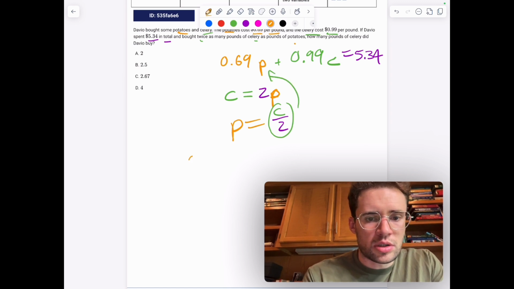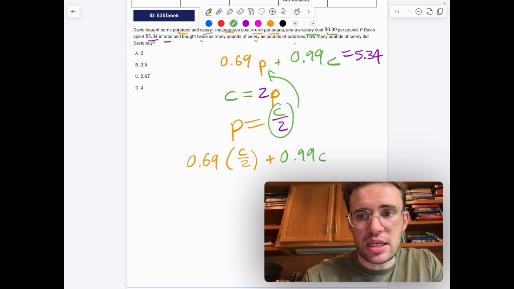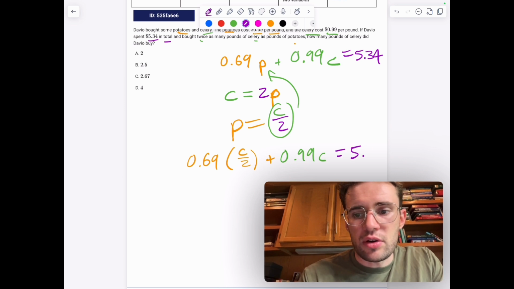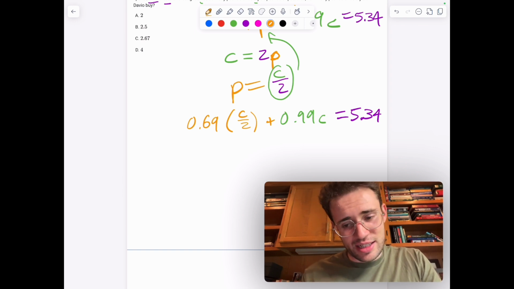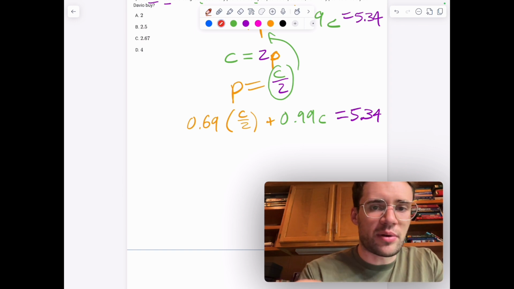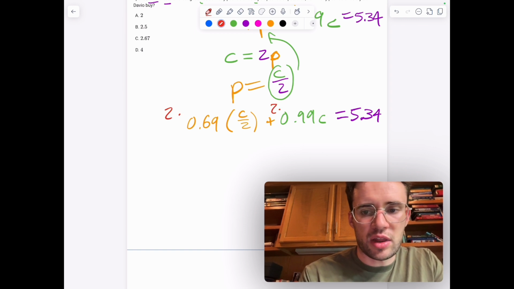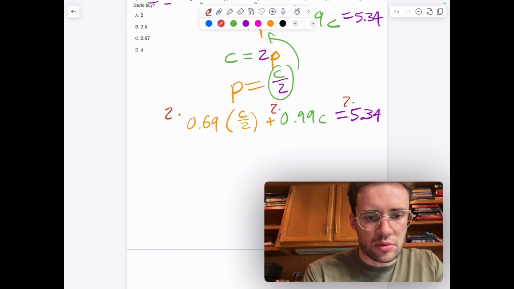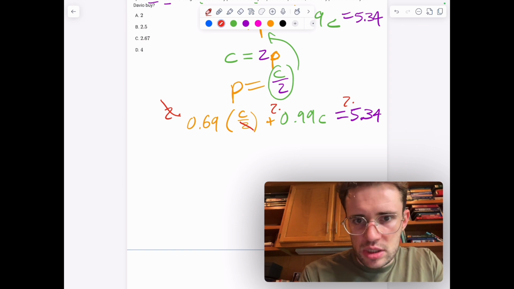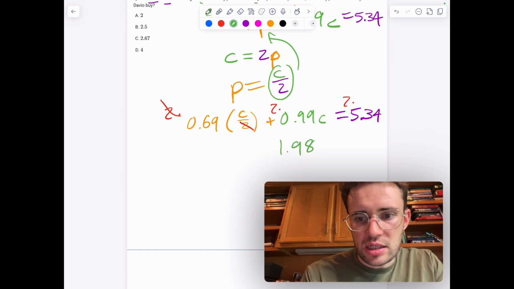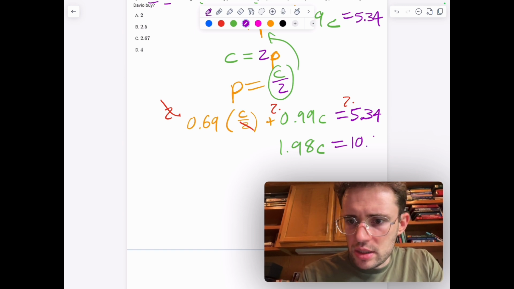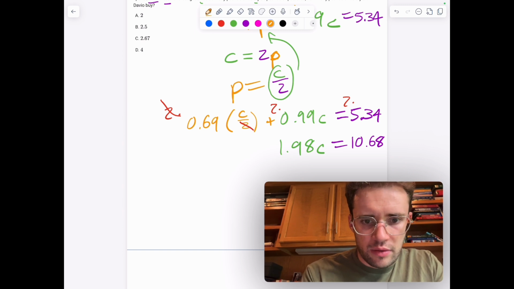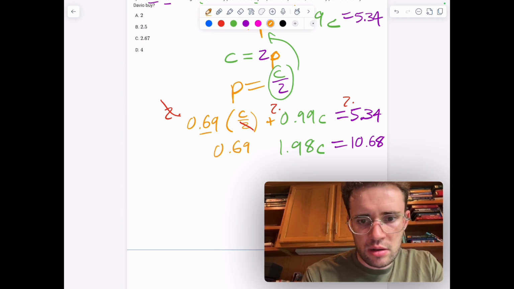So we'll do 0.69 times C over 2, plus 0.99 times C, and that all adds up to 5.34. Well, when you multiply this by a half, it's going to give you a half cent. I mean, you could do math with that. It doesn't actually matter. You get the same answer either way. But I'm just going to get rid of it by multiplying everything by 2. Because if you multiply everything on the left and the right by 2, then it works out. So this 2, we'll just get rid of the half. This 2 will double 0.99, so that'd become 1.98. And then this one, 2 times 5.34, that's going to be 10.68. And then here we have 0.69 times C left. 0.69 C.